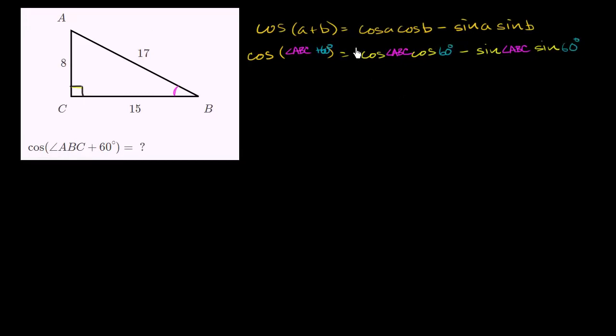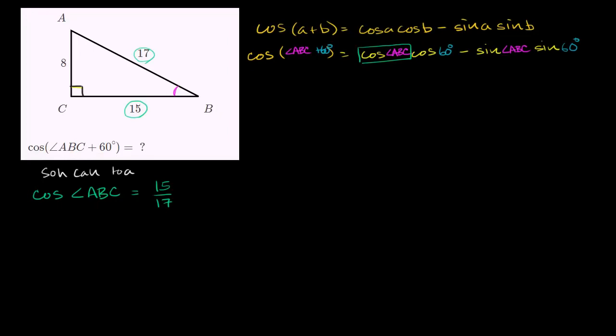What is the cosine of angle ABC going to be equal to? I'll do that over here. The cosine of angle ABC. Well, we could go back to SOHCAHTOA. Actually, let me write it down. SOHCAHTOA. Cosine is defined as the adjacent, for this angle, the adjacent over the hypotenuse. So cosine of angle ABC is equal to 15 over 17. So this right over here is 15 over 17. What is the cosine of 60 degrees?